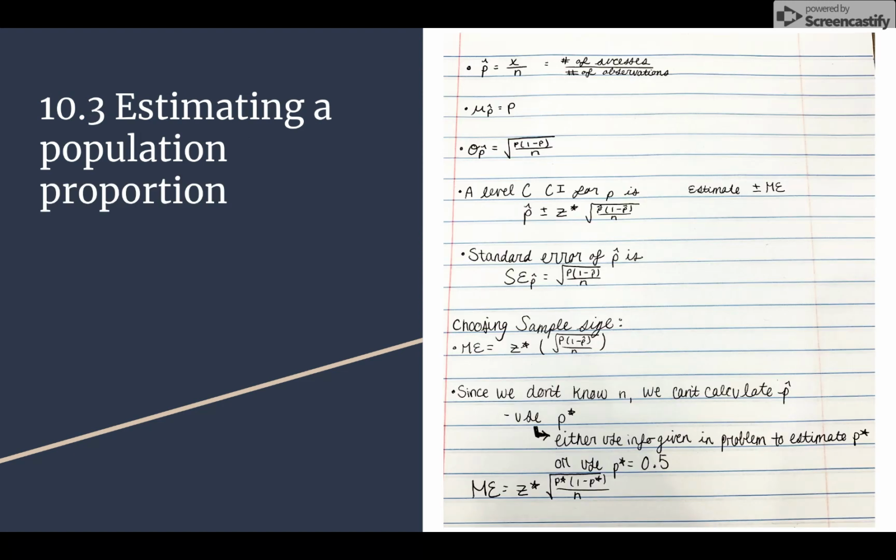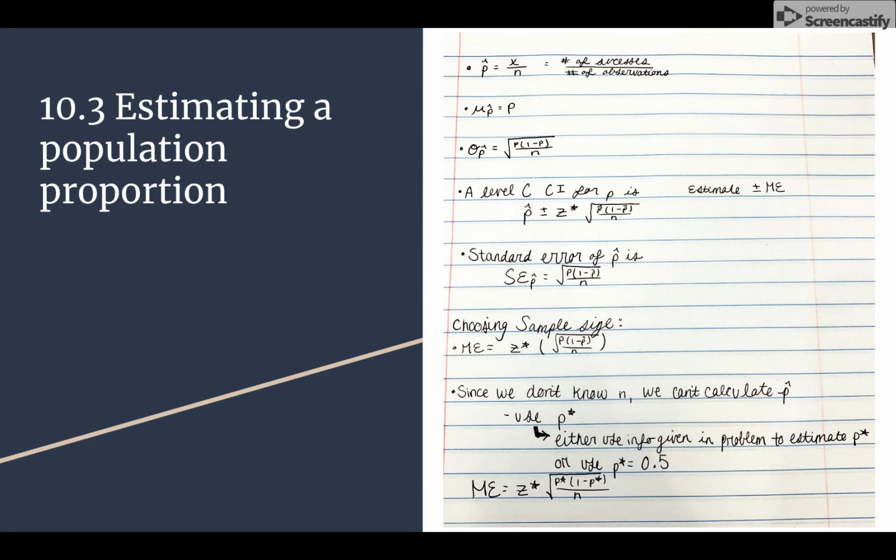For 10.3, it was estimating a population proportion. The equation for p hat, the sample proportion variable, is x over n, which is equal to the number of successes over the number of observations. So mu of p hat, which is the mean of p hat, is just equal to p, the true proportion. And the standard deviation of p hat equals the square root of p times 1 minus p, which is success times failure, over n.